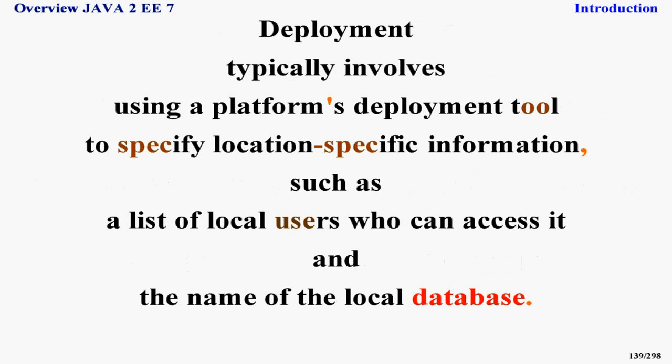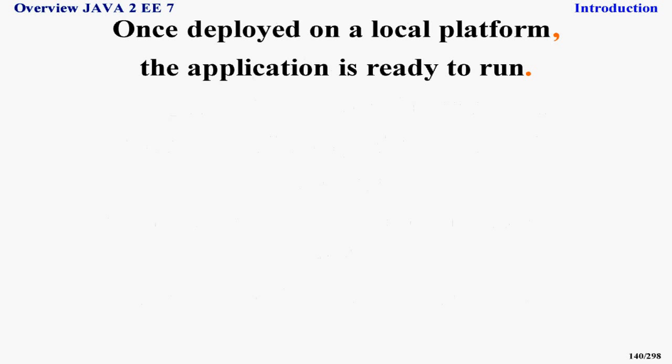Once a Java EE unit has been produced, it is ready to be deployed. Deployment typically involves using a platform's deployment tool to specify location-specific information, such as a list of local users who can access it and the name of the local database. Once deployed on a local platform, the application is ready to run.